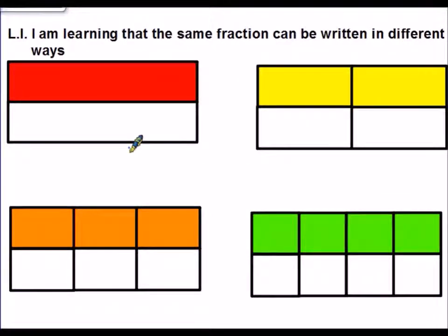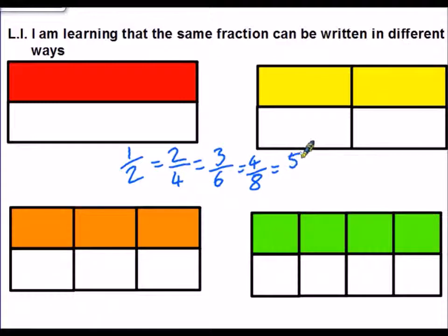So therefore, we can accurately say that a half is also equal to 2 quarters. It's also equal to 3/6. It's also equal to 4/8. It would even be equal to 5/10. And actually an infinite number of other fractions as well. There are an infinite number of ways of writing a half as different fractions.